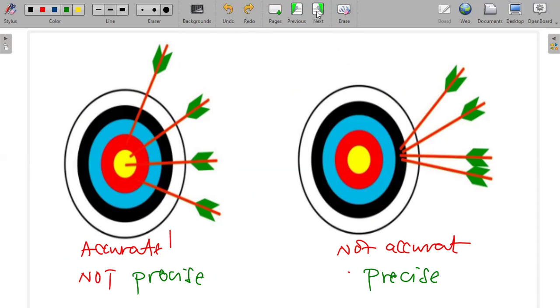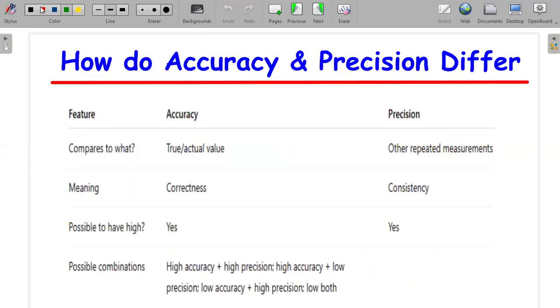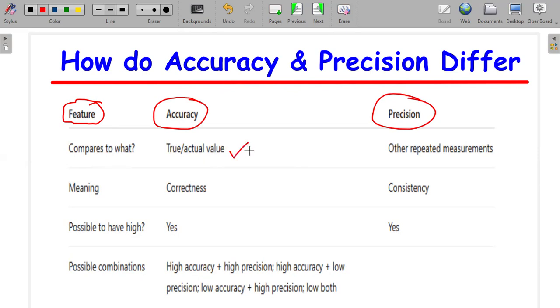Okay, so we can compare them using a table. In this table, I've written feature there, and then here I've put accuracy and there precision. So accuracy compares the values to what? Accuracy compares the values to the true or the actual value. And then precision compares to what? It compares the values that you have to the other repeated measurements.